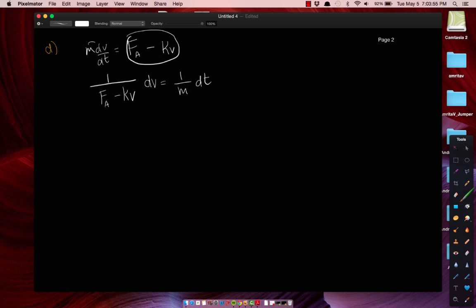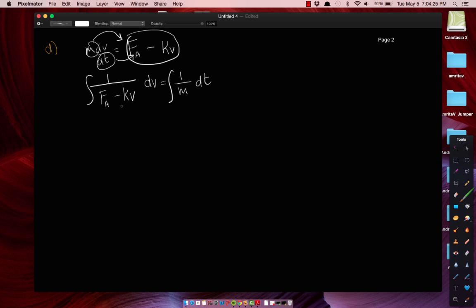So we took m, we brought it to this side, and then we took dt and we brought it to this side. So basically we just moved things around, but it's essentially the same equation. Now we need to solve for v, so we take the integral of both sides. So we get the integral of 1 over Fa minus kv dv is equal to the integral of 1 over m dt.